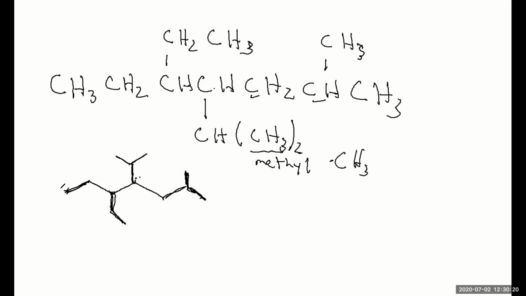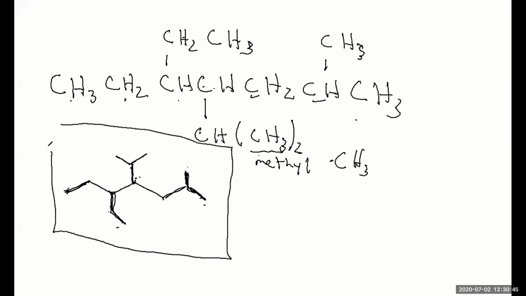And let's go and count and make sure we have the right number of carbons. 1, 2, 3, 4, 5, 6, 7, 8, 9, 10, 11, 12, 13. We better have 13 here. 1, 2, 3, 4, 5, 6, 7, 8, 9, 10, 11, 12, 13. So we have 13. So this is the line angle formula for that compound. We'll do another example.